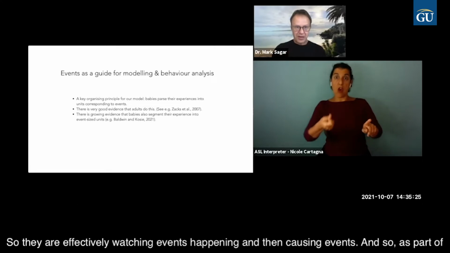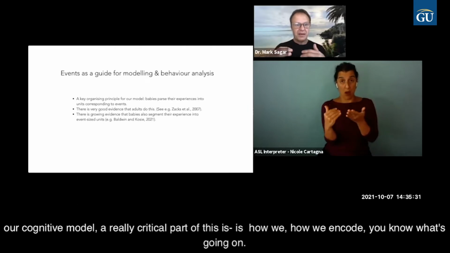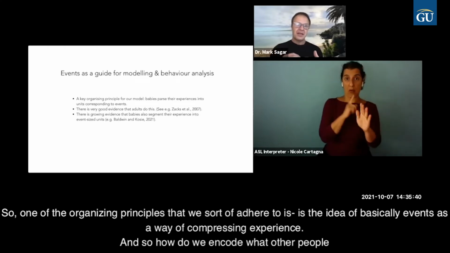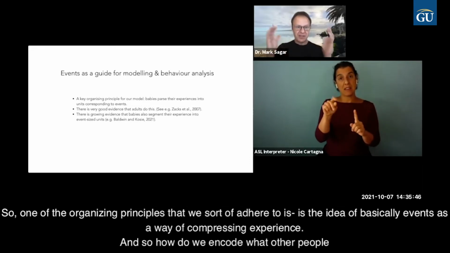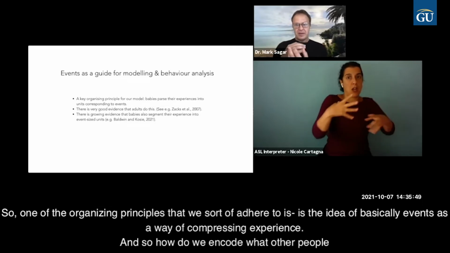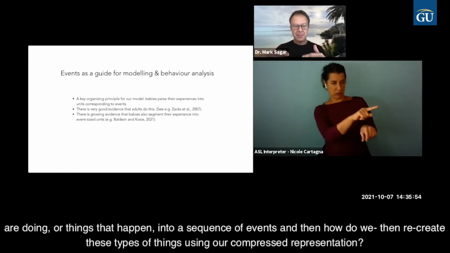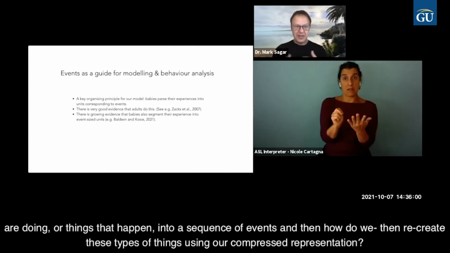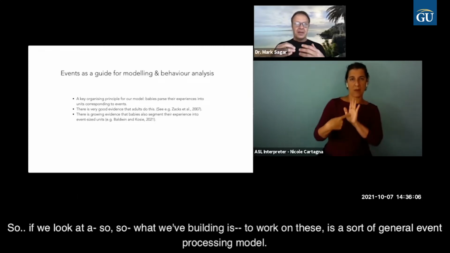As part of our cognitive model, a really critical part of this is how we encode what's going on. One of the organizing principles that we adhere to is the idea of events as a way of compressing experience. So how do we encode what other people are doing, or things that happen, into a sequence of events, and then how do we recreate these types of things using our compressed representation?